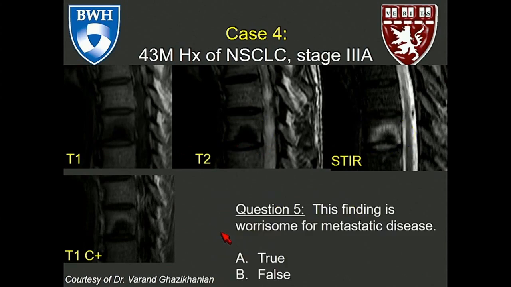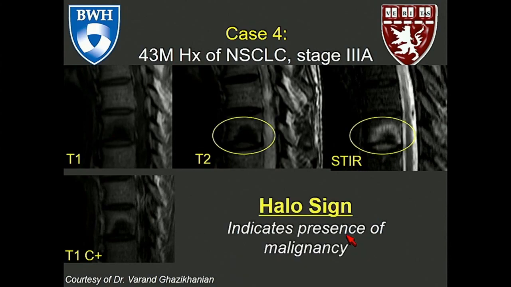So originally you would want to think about, well, could this represent underlying disc disease or even infection? But generally we'll see abnormalities on both sides of the end plate here with disruption of that end plate. So this is actually true. This is worrisome for metastatic disease. And why is that so? Well, this has been described as the halo sign, and this is indicative of underlying malignancy.